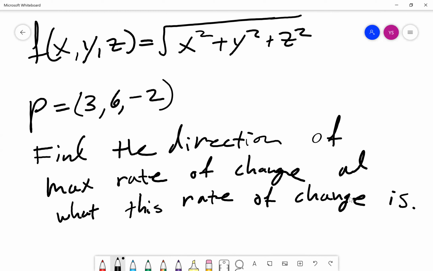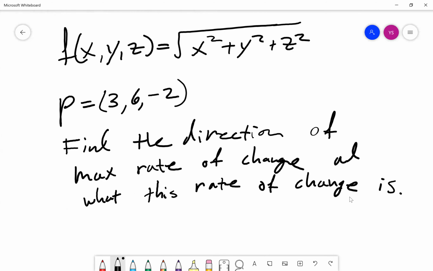Yeah. What's this process called? This is called finding the direction of greatest increase, or the greatest ascent, or something like that. So you're trying to find, yeah. Any other questions?